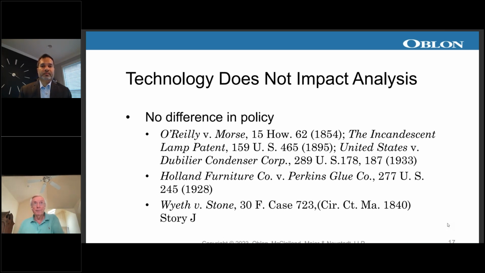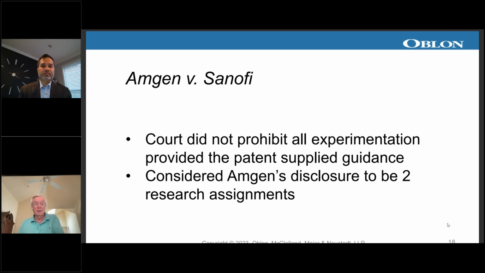Next slide, please. Again, it's important to remember the court did not prohibit all experimentation, but in Amgen, Justice Gorsuch considered the disclosure to be basically an assignment to do research. And then, if we can go to the next slide.